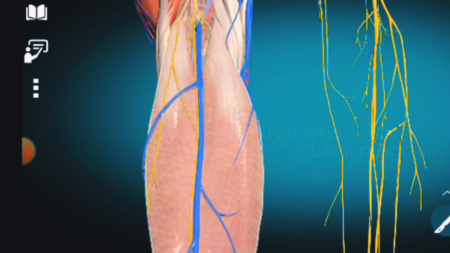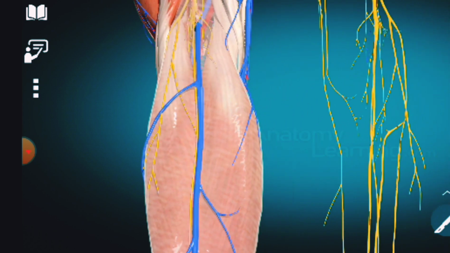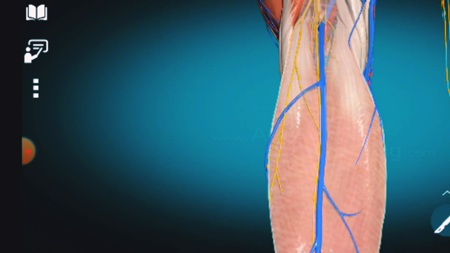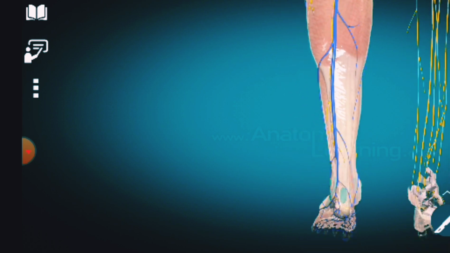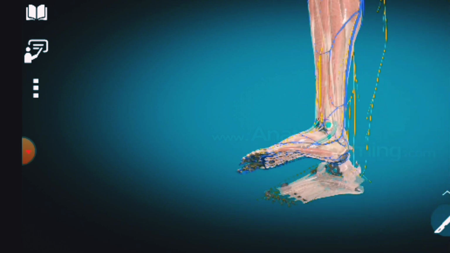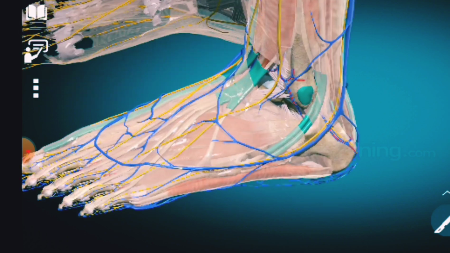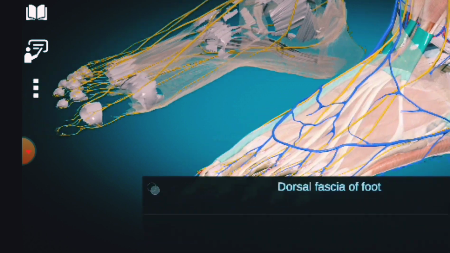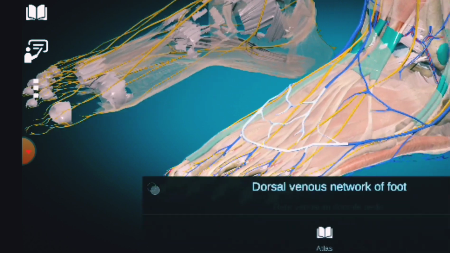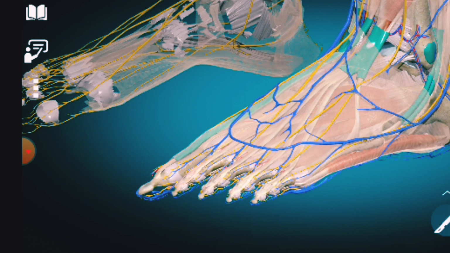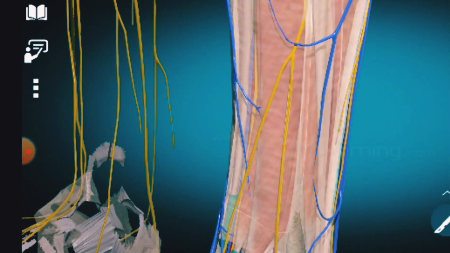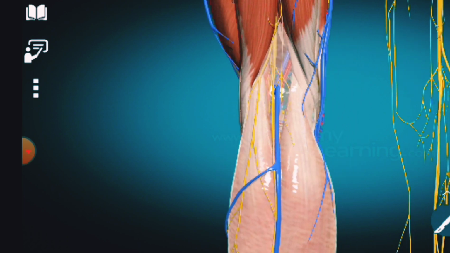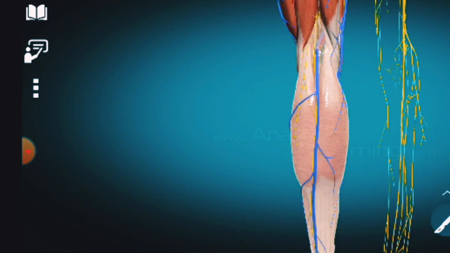Here we have the cutaneous vessels posteriorly and the nerves. So the first cutaneous vessel is this one here, the small saphenous vein, and it runs on the posterior aspect of the leg, originating from the lateral aspect of the dorsum of the foot, from the dorsovenous plexus, the dorsovenous network of the foot. It then runs in the posterior aspect of the leg and drains into the popliteal vein in the popliteal fossa. So this is the small saphenous vein.